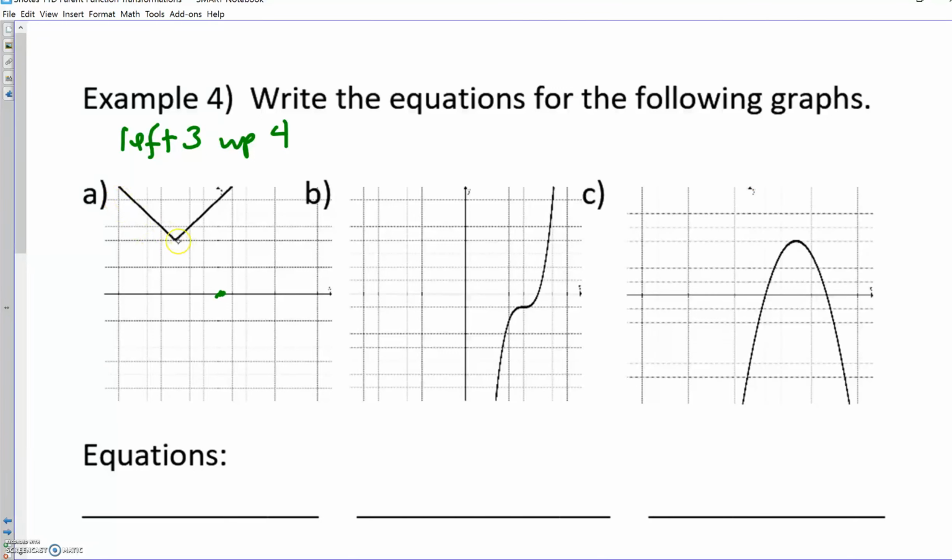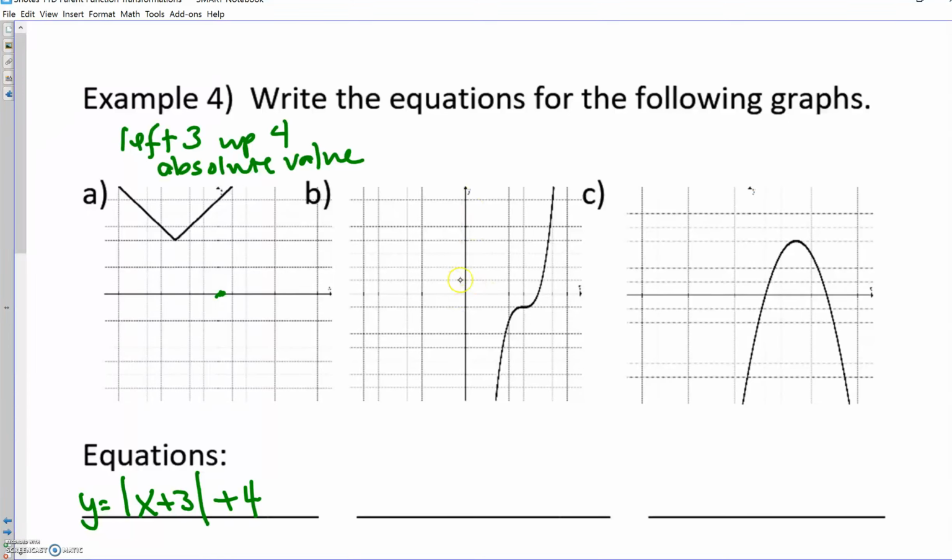I also take a note that it's got this V shape, which tells me that it's going to be an absolute value graph. So when I write an equation, I'm going to write that y is equal to the absolute value of x. Now, since it went left 3, I'm going to put plus 3. And then on the outside, it went up 4, so I'm going to put plus 4. And that's how I'd write that equation.